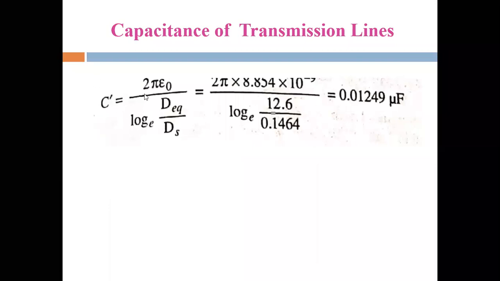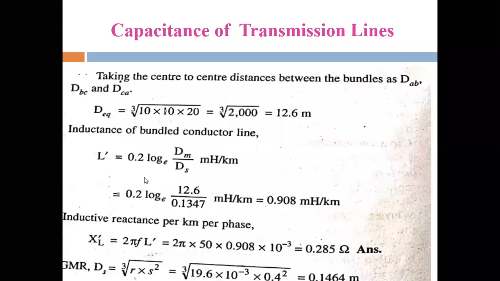Next we calculate the C dash, that is equal to 2 pi epsilon naught by log e D equivalent by ds. What is that D equivalent? D equivalent is equal to the cube root of 10 into 10 into 20, which is equal to 12.6 meters.